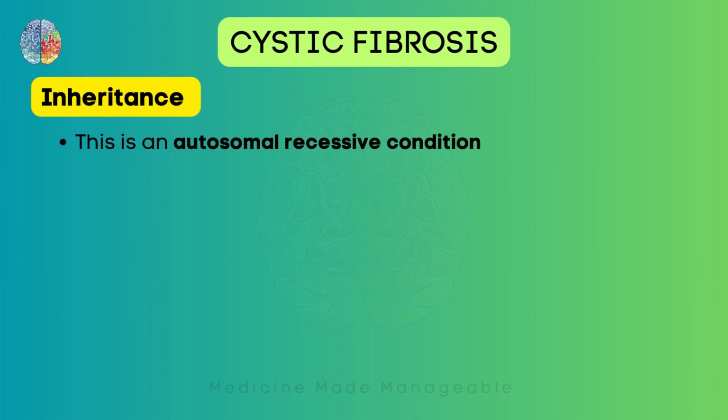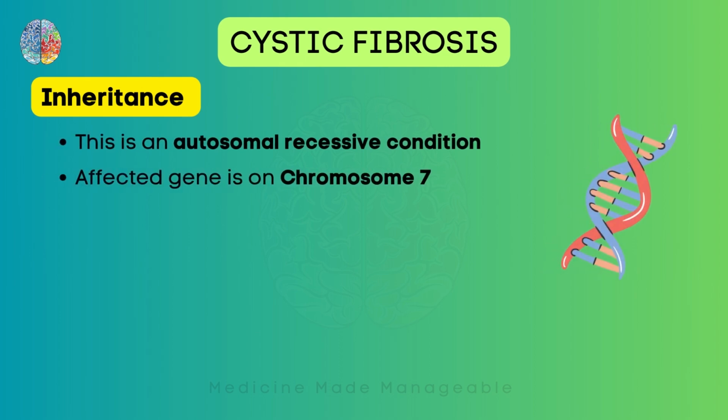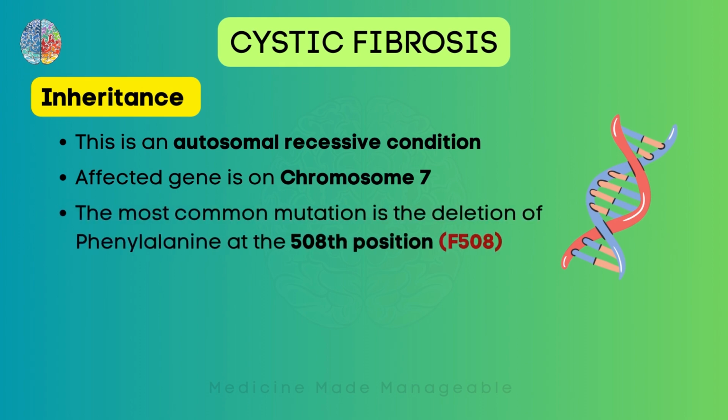So it is an autosomal recessive condition, and the affected gene here is located on chromosome 7. The most common mutation here is the deletion of the phenylalanine at the 508th position. So delta 508 is important to remember.